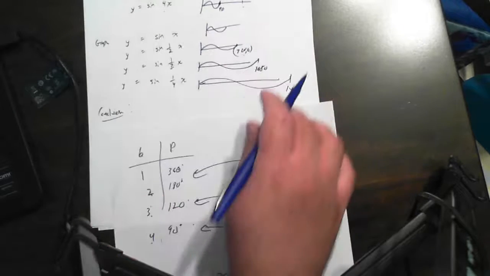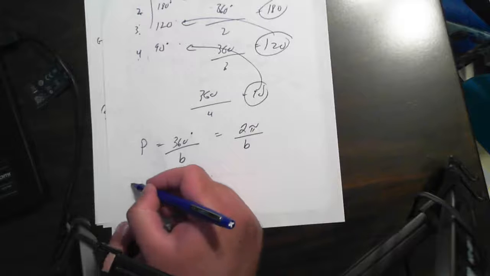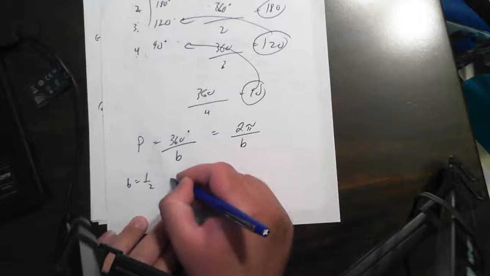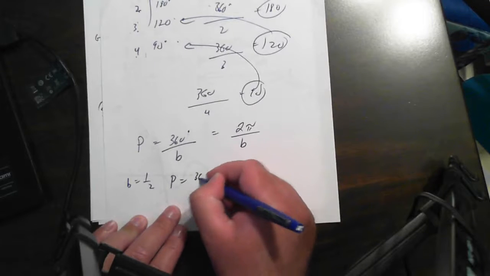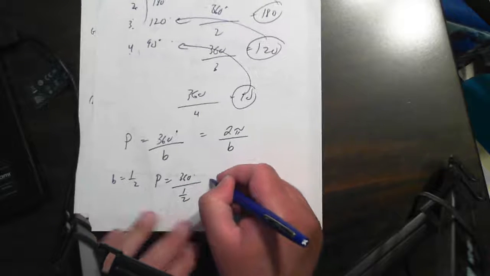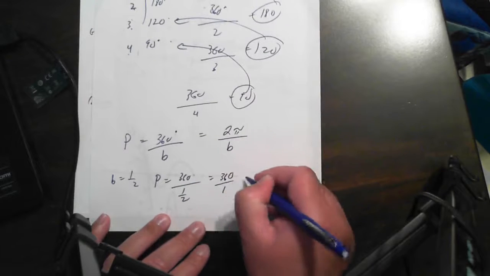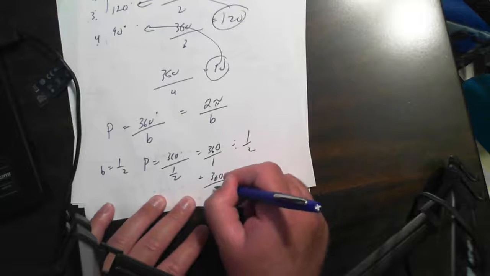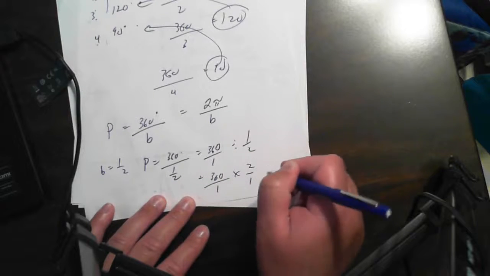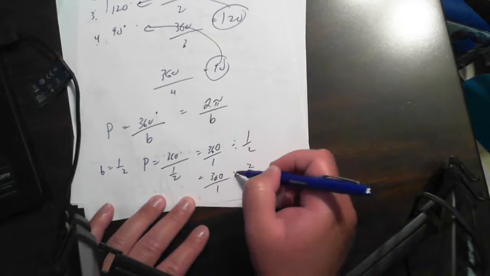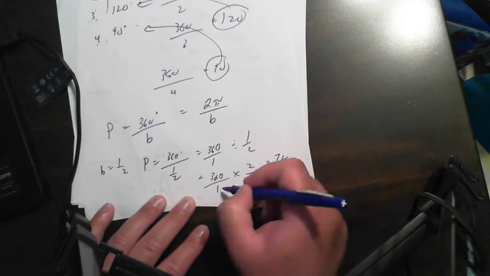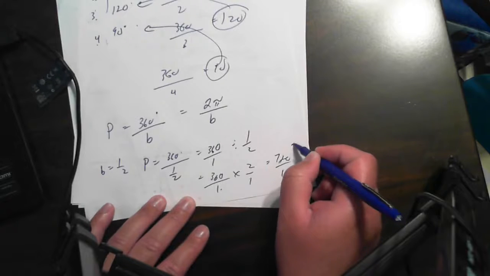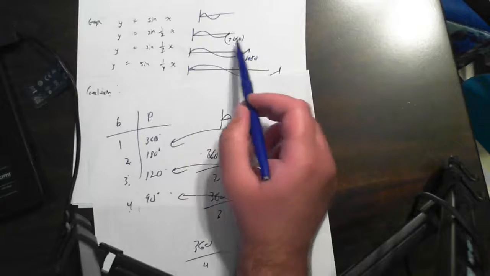Okay? Which of course matches up with this formula here, because let's say my b value is 1/2. Then that means my p is equal to 360 over 1/2. So that would be 360 over 1 divided by 1 over 2, which to divide fractions I would multiply by the reciprocal. So 360 times 2 is 720, 1 times 1 is 1, so that gives me 720 degrees, which matches up with hopefully what you graphed in your graphing calculator.